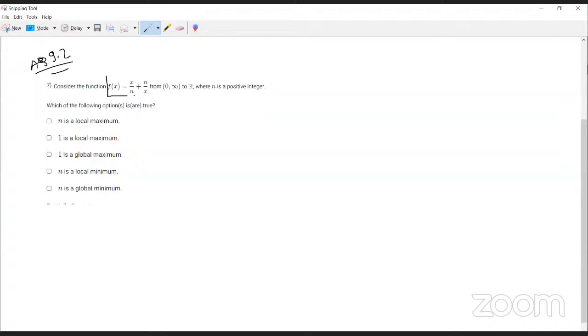Okay, so we have been given this particular function, and this is the domain, 0 to infinity. So f of x is x by n plus n upon x, right? Now in order to find the critical points, I have to differentiate this function. What will be the differentiation of f of x here? 1 by n, because 1 by n is a constant, right? I can take it outside, and the derivative of x is 1. So that is 1 by n minus n by x square.